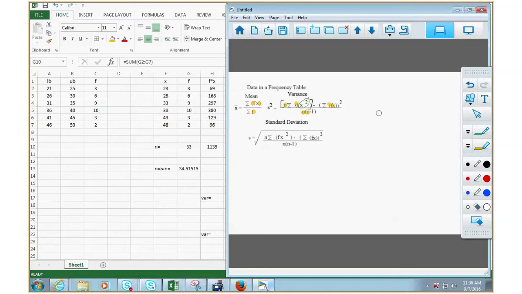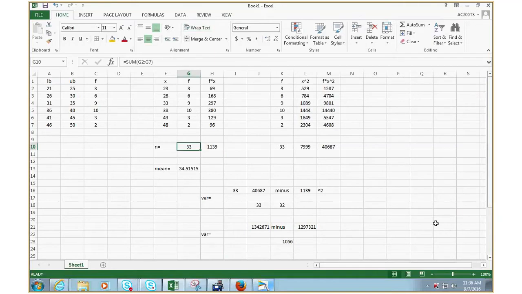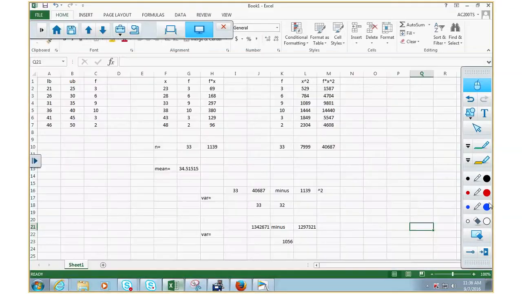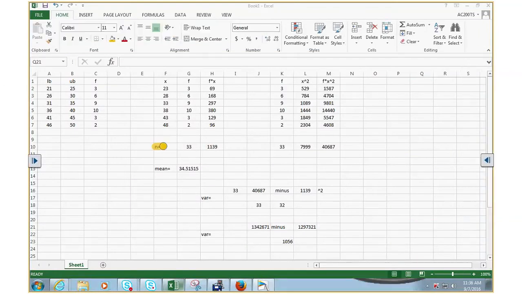Okay. So we need a column for x squared. So I got my n. Take my highlighter. I'm going to make this big. I have my n. Oh yeah, I need transparency now. Sorry, hold on. Transparency. There we go. Bring up the Excel spreadsheet. And there's n. We have that. We have f. And we have x. So now all we have to do is do what the formula says.